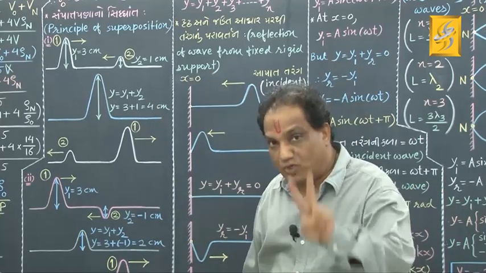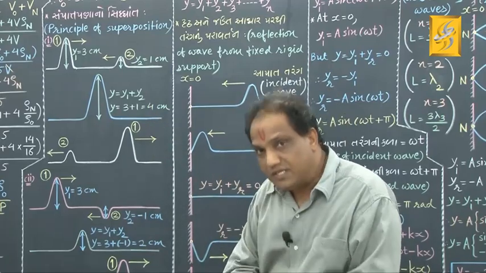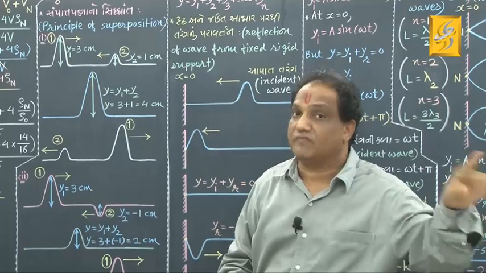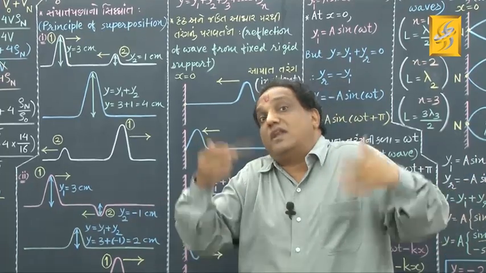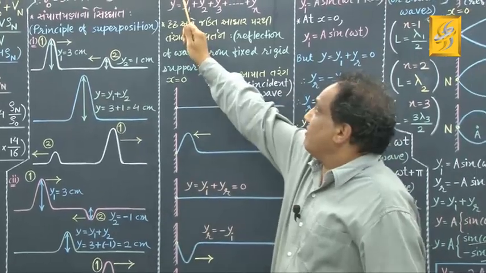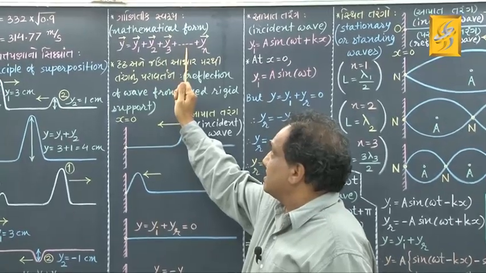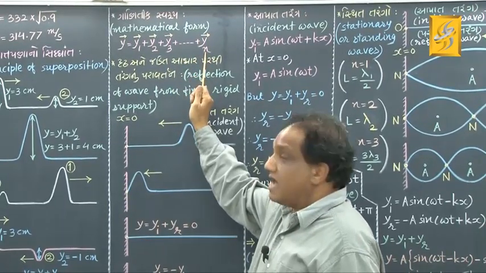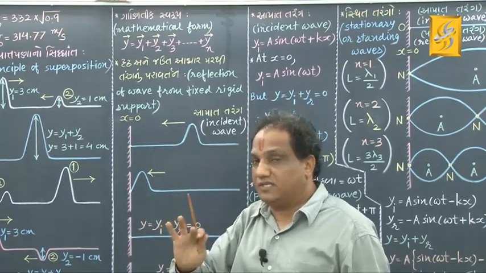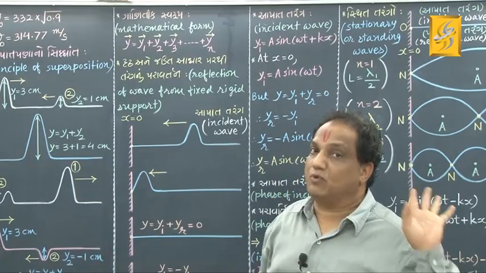So for superposition of two waves, you may write y equals y1 plus y2. Correct? Suppose it is superposition of three waves, then you may write y equals y1 plus y2 plus y3. And if it is superposition of n number of waves, then in general, in vectorial form, you may write vector y equals vector y1 plus vector y2 plus vector y3 plus dash dash dash plus vector yn. This is the mathematical form of the principle of superposition.